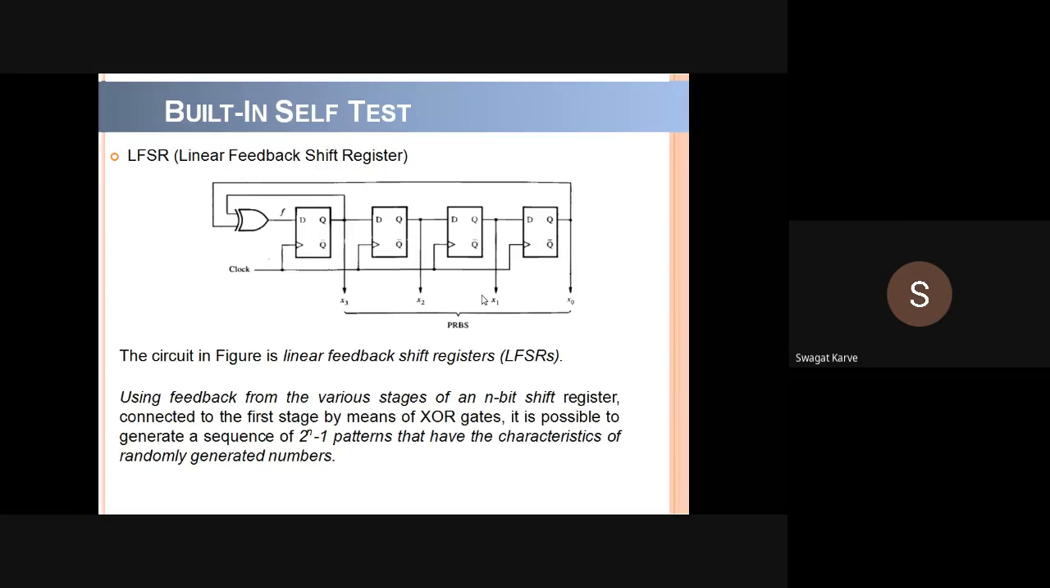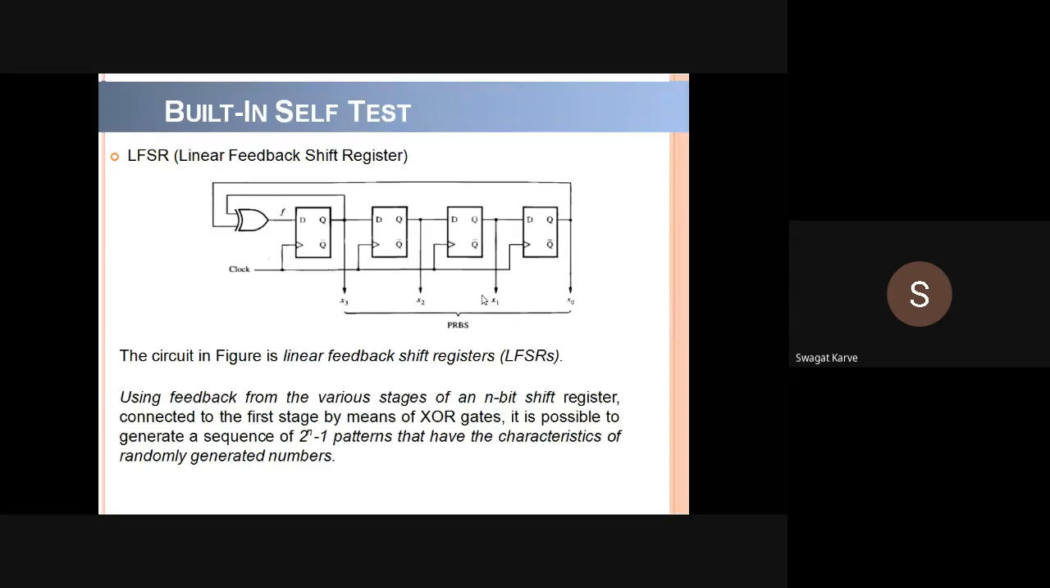In this arrangement you can see different storage elements, D flip-flops, then one modulo 2 adder, that means an XOR gate, and the output of the last flip-flop is fed back to the XOR gate. That means it has one feedback loop, a modulo 2 adder and different storing elements. The D flip-flop can store data, so you can say the D flip-flop is nothing but your storing element, or memory. Then you have a modulo 2 adder and a feedback loop. So this is the typical circuit for the linear feedback shift register.